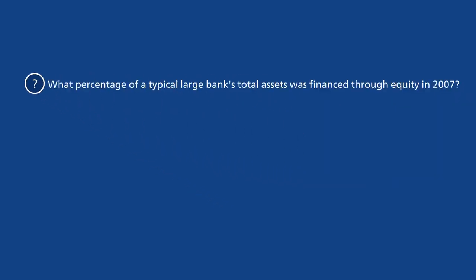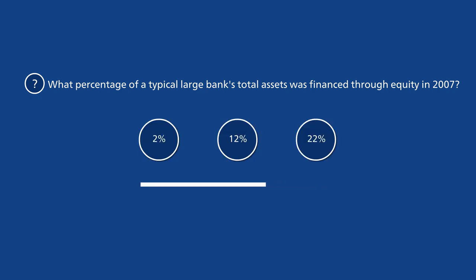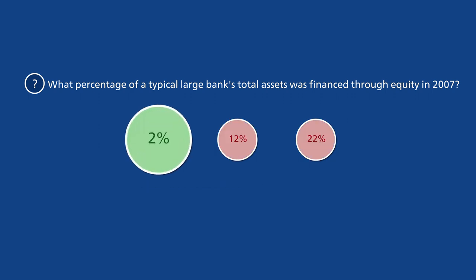What do you think? What percentage of a typical large bank's total assets was financed through equity just before the financial crisis in 2007? The right answer is 2%.